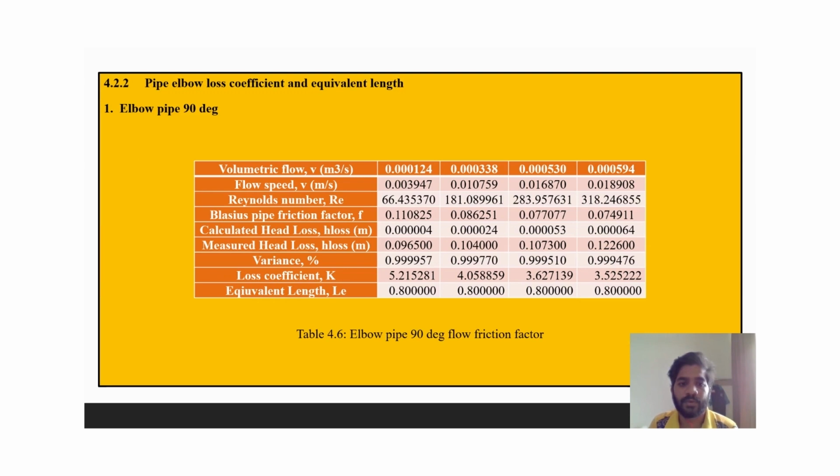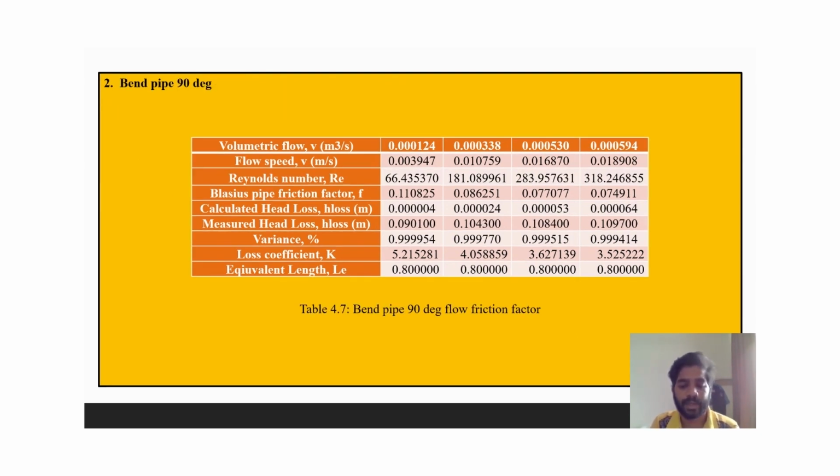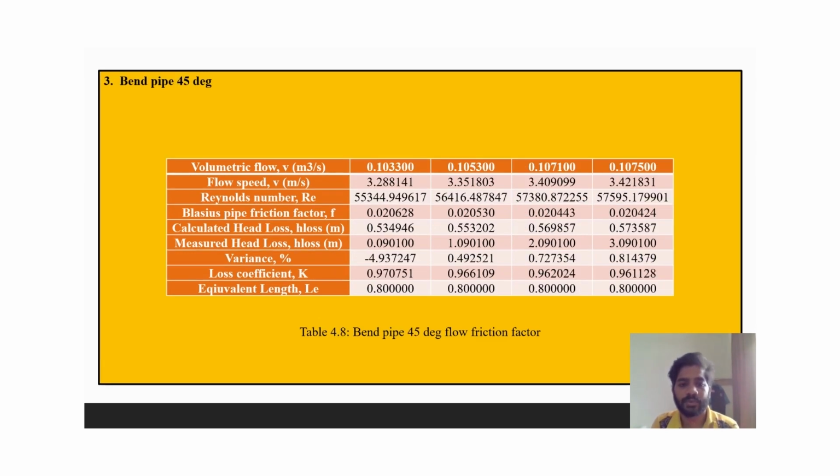Followed by the pipe elbow loss coefficient equivalent. The same method has been used to obtain the values in elbow pipe 90 degree, the bend pipe 90 degree, and also the bend pipe 45 degree.